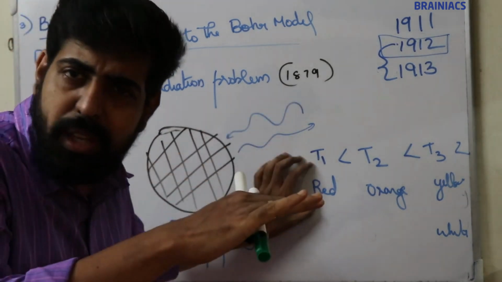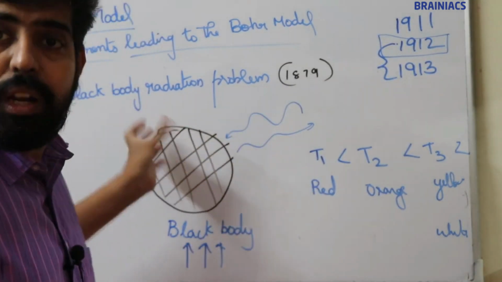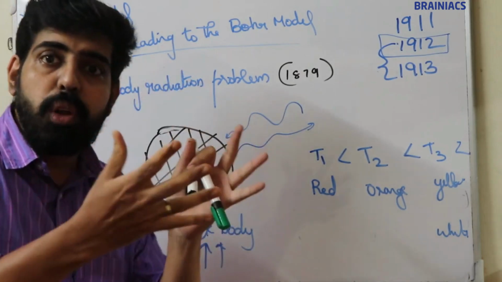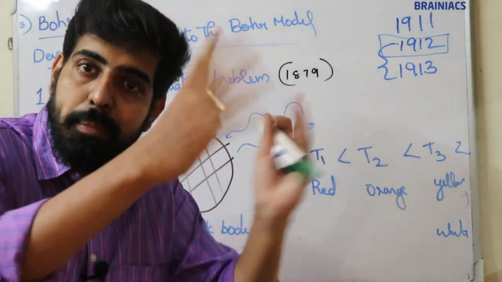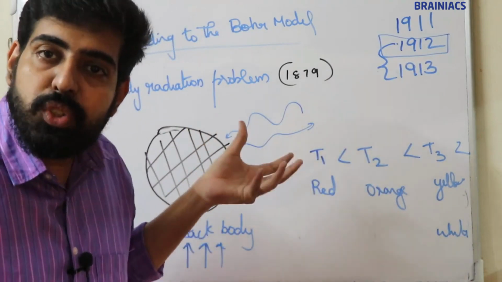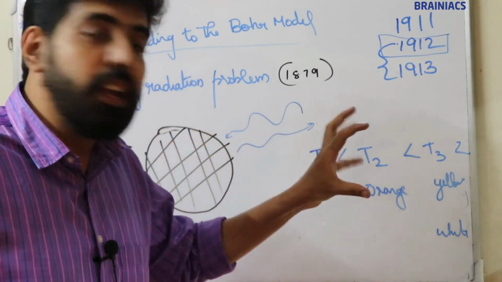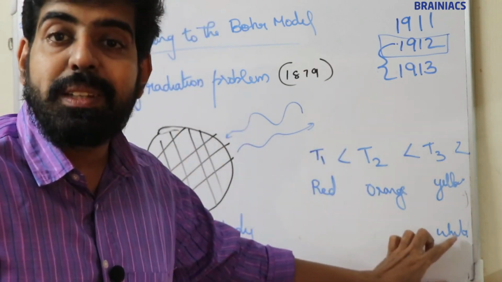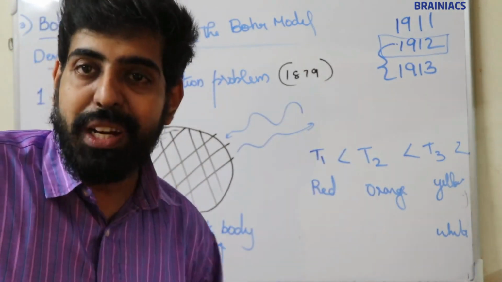At a lower temperature, the black body will emit red color. With increase in temperature, it will show orange. With a further increase in temperature, it will show yellow, and again with increase in temperature, it will show white color. This is the black body radiation problem.